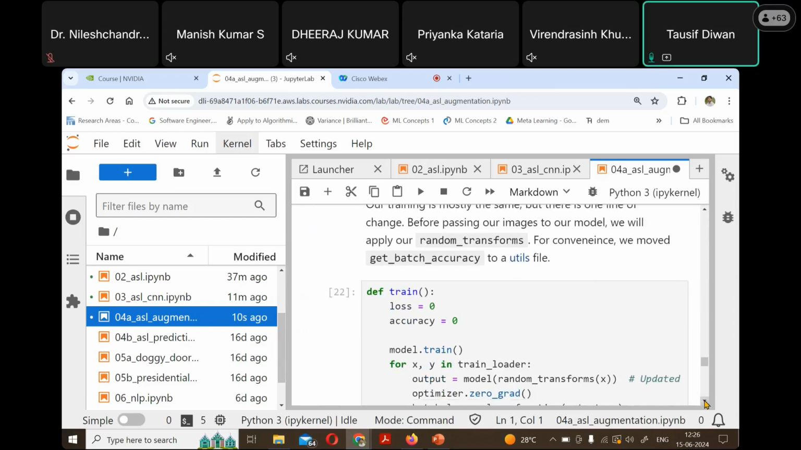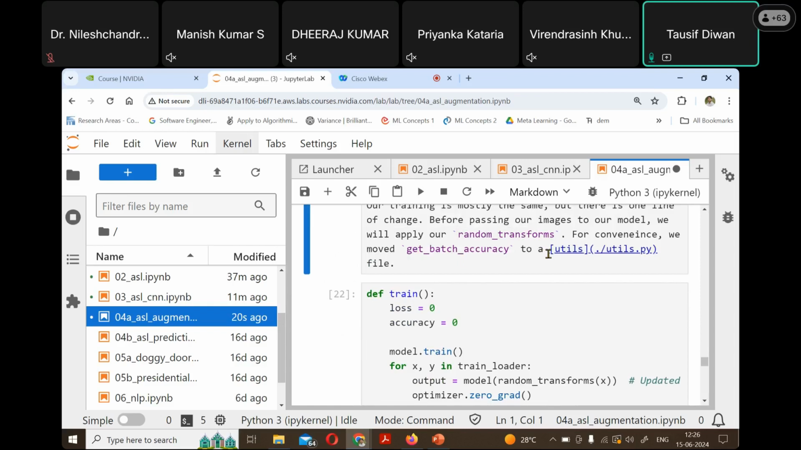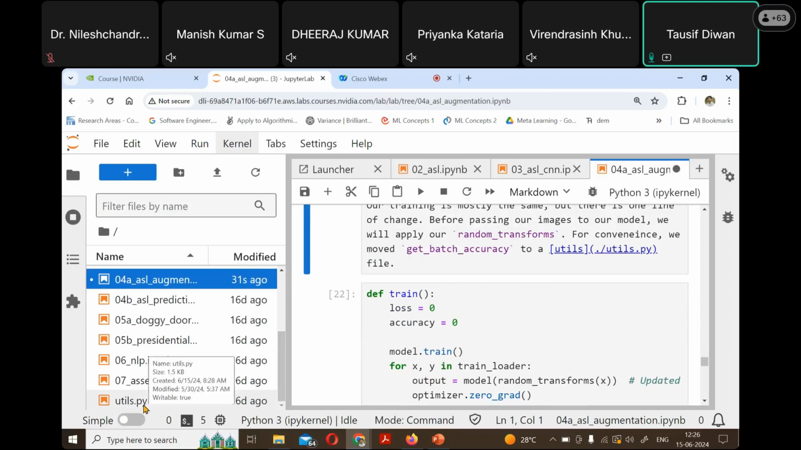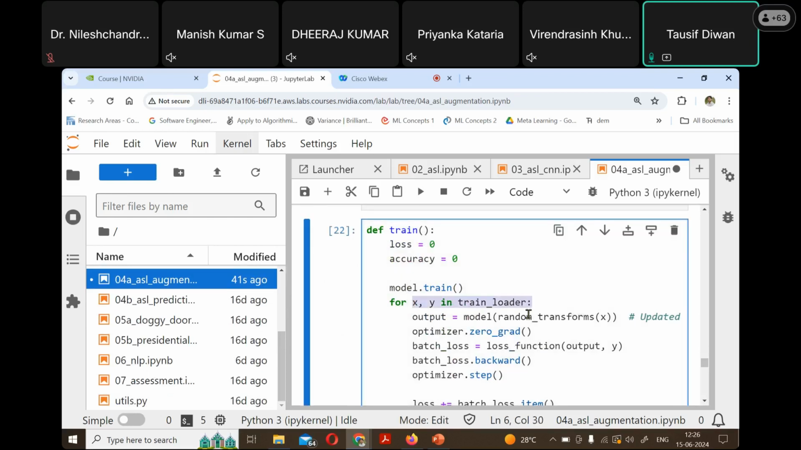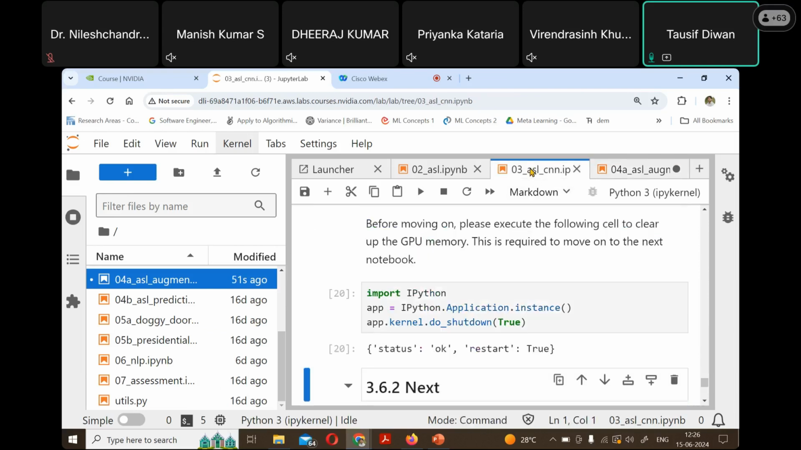Now training with augmentation. This time, the function get batch accuracy, which was there previously, is defined in the utility function. Here you can see utility dot py, so that function is shifted there. Now two things are there: train and validation. Exactly the same functions are there: loss, accuracy, model train, with x and y coming from the data loader. But see what we are passing. We are not passing model of x as we did in the previous one.